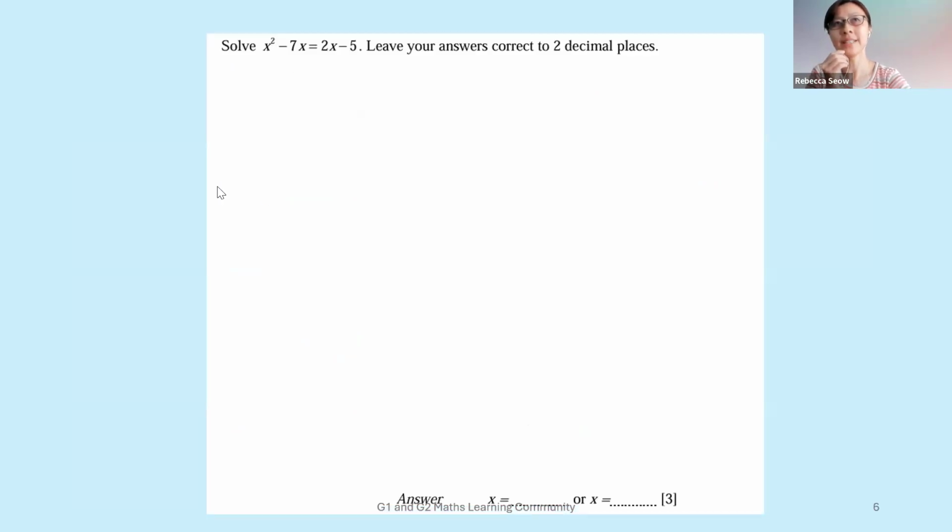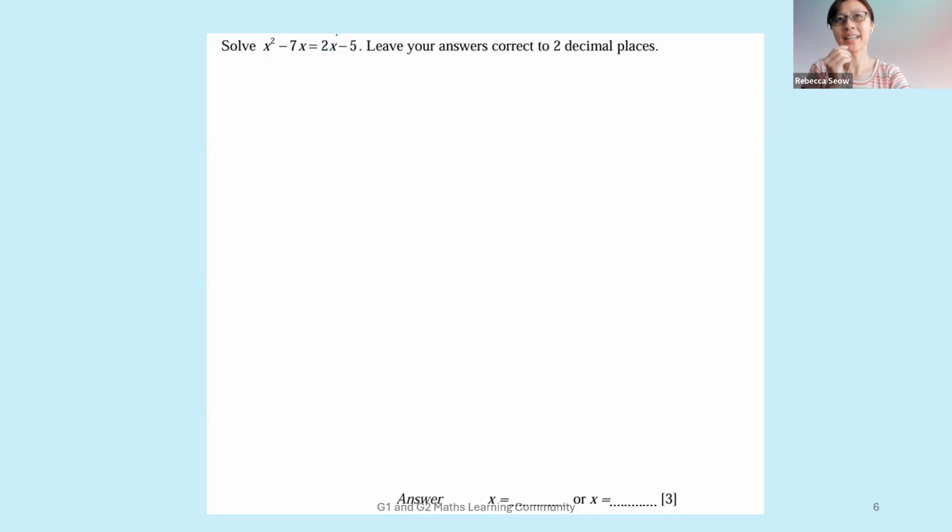I have another one here. And again, it says solve for this particular equation. And you will realize that this equation looks a bit different from the first few. We do have some terms on the right. Now, how do we make it zero?